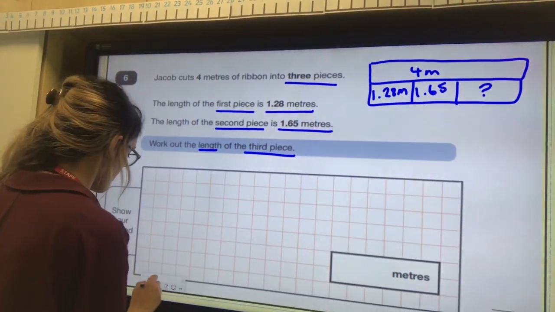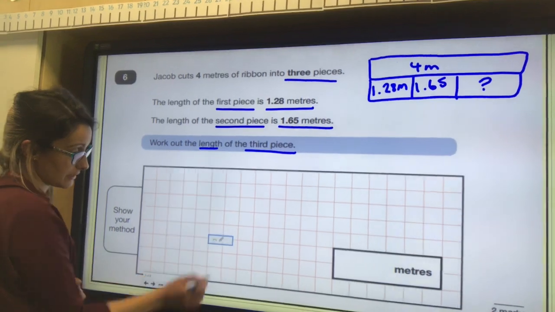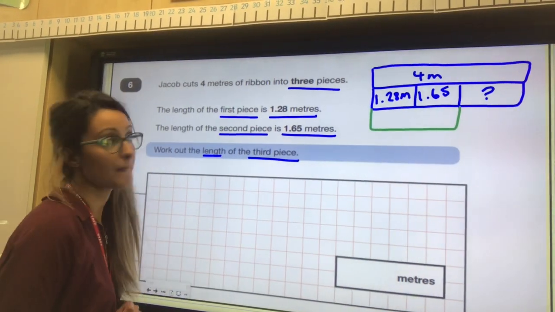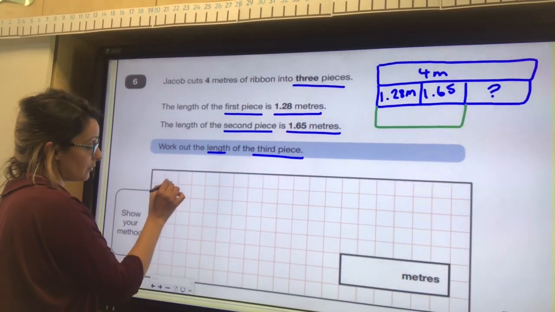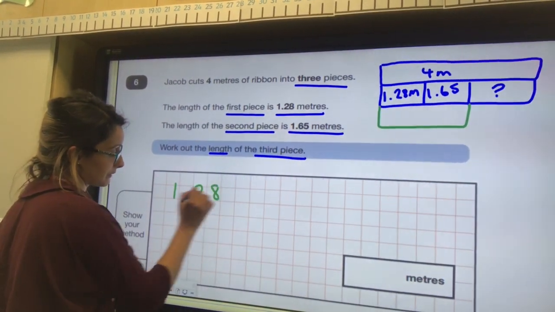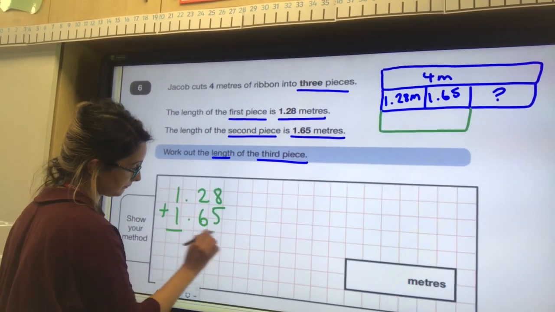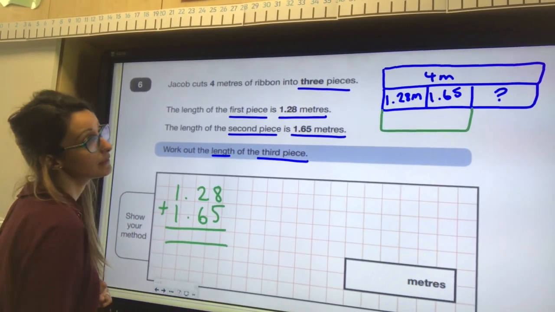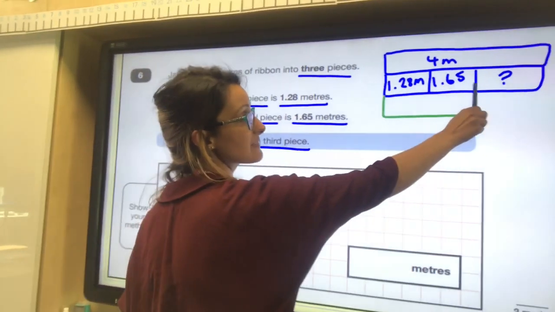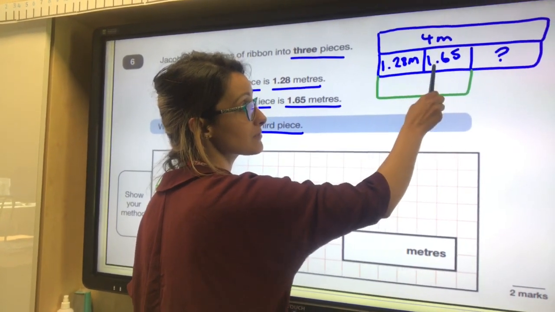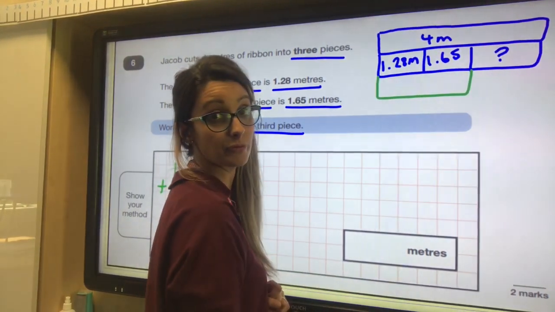Okay, so what do I need to do first? Well, first of all, I need to add these 2 amounts here. I need to do 1.28 plus 1.65. The reason why is because I'm looking at the difference here, and difference is then subtracting. So I'm going to add these 2 amounts and subtract it from 4 meters.